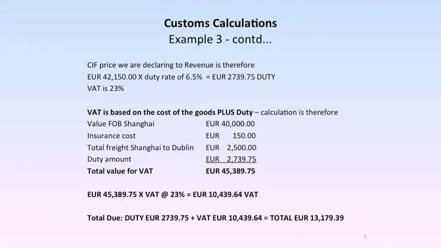€10,439.64. So therefore, the total payable to Revenue is, we add the duty amount and the VAT amount together, and this gives us a total of €13,179.39.